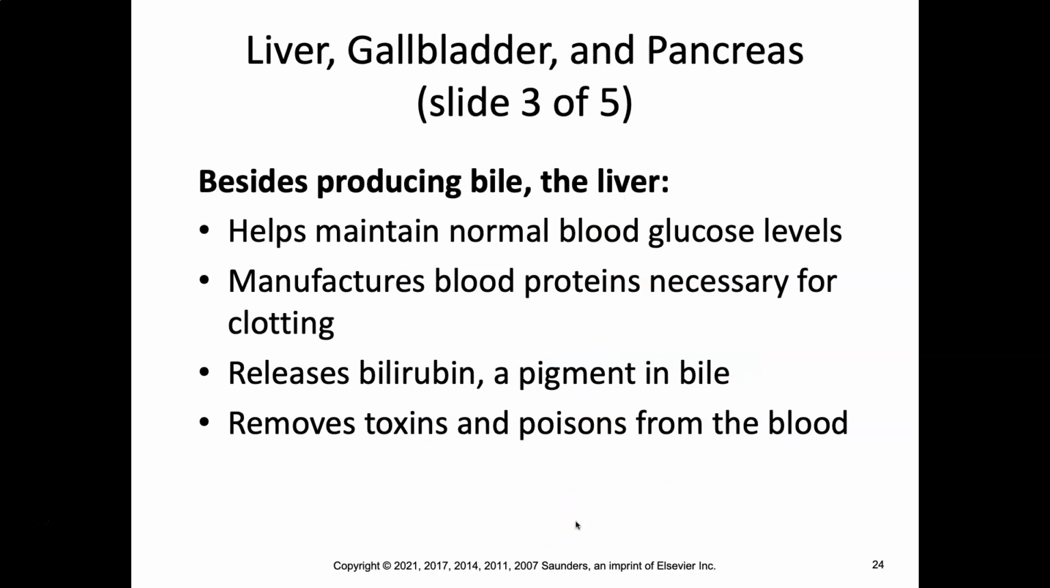Besides producing bile, what does the liver do? Well, it helps you maintain normal blood glucose levels. It manufactures blood proteins necessary for clotting. It releases bilirubin, a pigment in the bile, and removes toxins and poisons from the blood. You can see why if someone has a diagnosis of liver cancer or liver cirrhosis, it's so serious. Your liver does an enormous amount for your body, and so when it is diseased or when it has a tumor or becomes cancerous, it's very significant and it has a huge impact on the body.